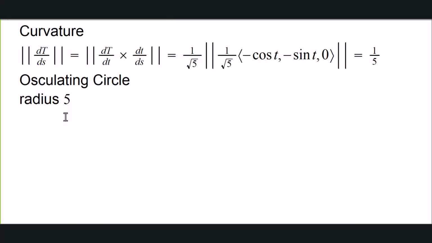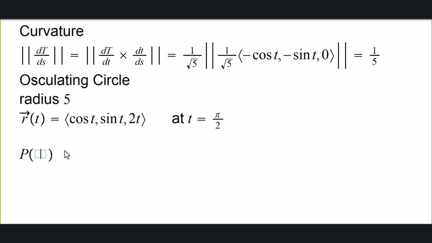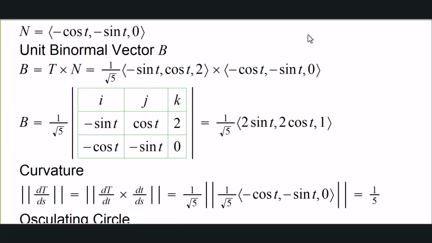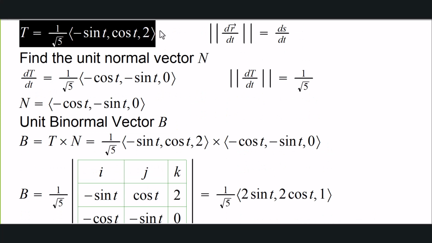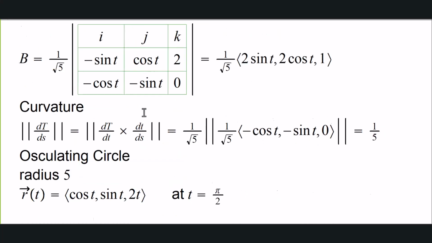Okay, so now let's go back to the point where we want to obtain all these vectors, let's call that the point P. If we substitute t equals pi over 2, we get 0, 1, and the z coordinate is simply pi. So this is the point at which we are going to write our calculations. And then let's bring in T and N. So T is simply this.